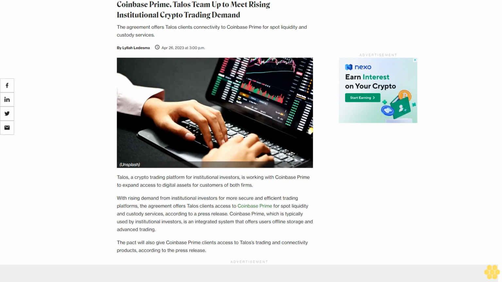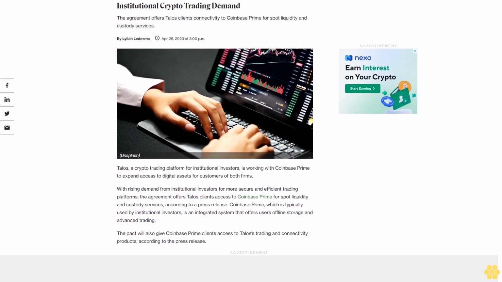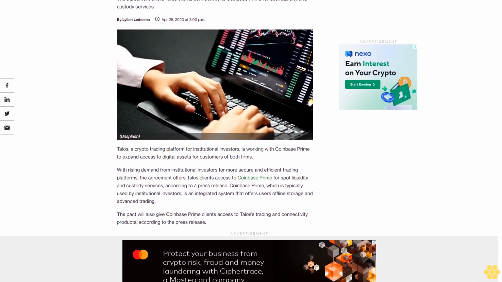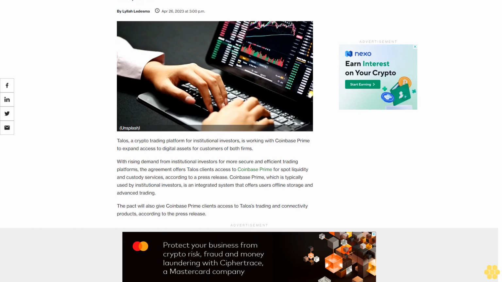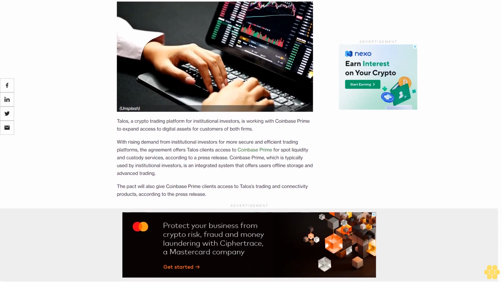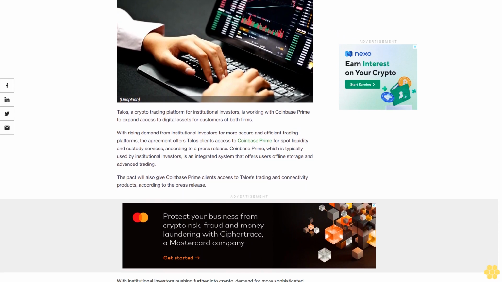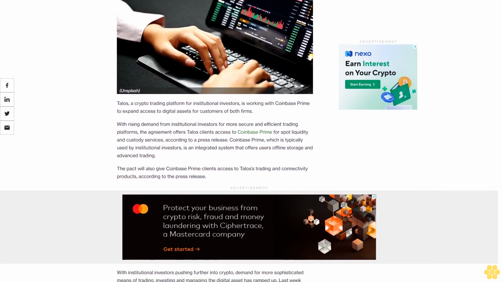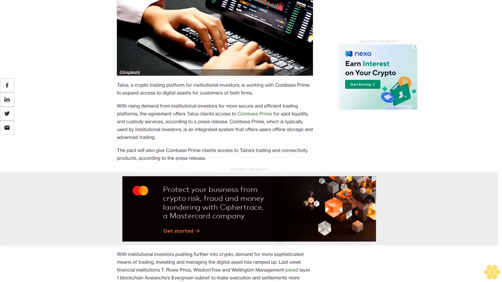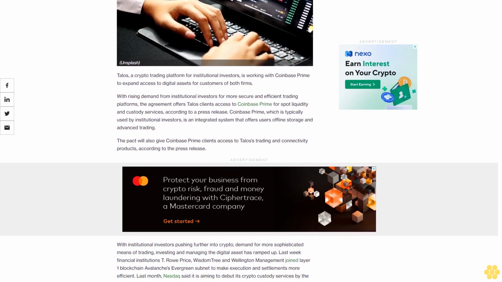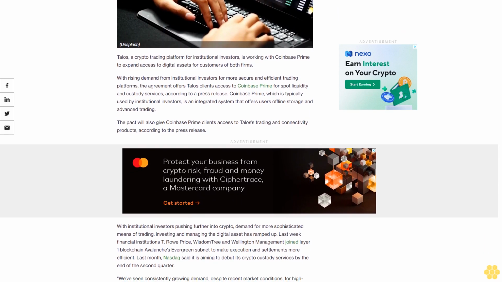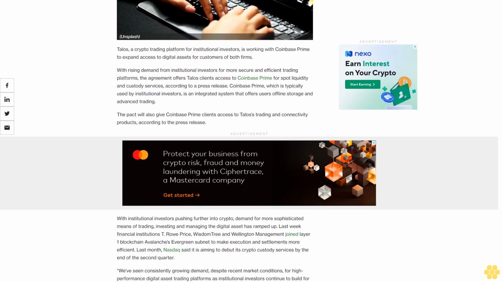Coinbase Prime, Talos team up to meet rising institutional crypto trading demand. The agreement offers Talos clients connectivity to Coinbase Prime for spot liquidity and custody services. Talos, the crypto trading platform for institutional investors, is working with Coinbase Prime to expand access to digital assets for customers of both firms. With rising demand from institutional investors for more secure and efficient trading platforms, the agreement offers Talos clients access to Coinbase Prime for spot liquidity and custody services, according to a press release.